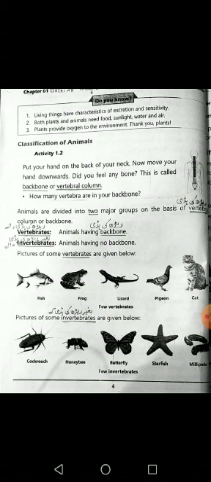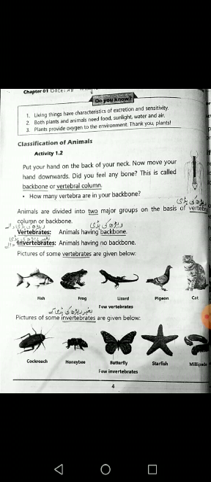Now the third outline of today's lecture is classification of animals. So let's see this page. This is your book page. On this page you have a classification of animals. But before we start the classification of animals, let's do an activity. So, are you ready, dear students?